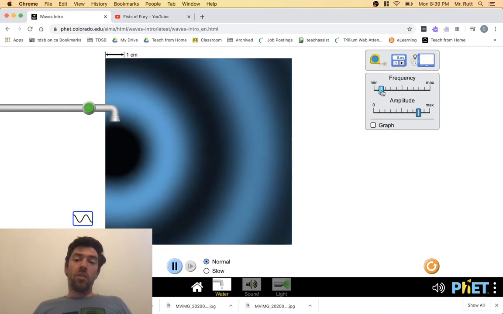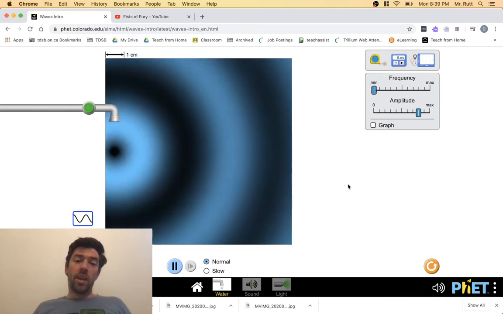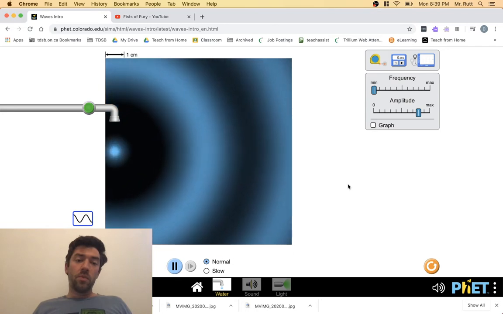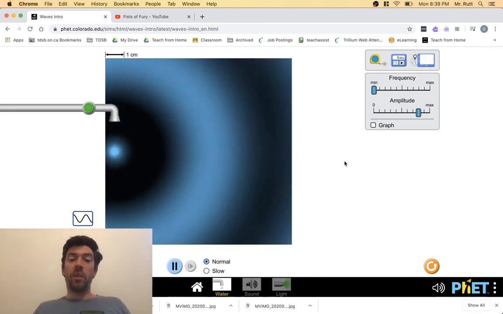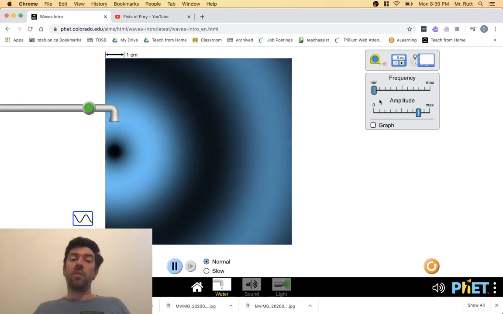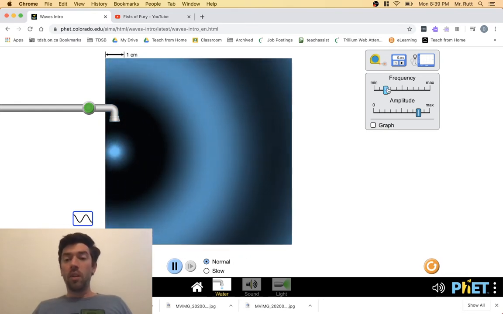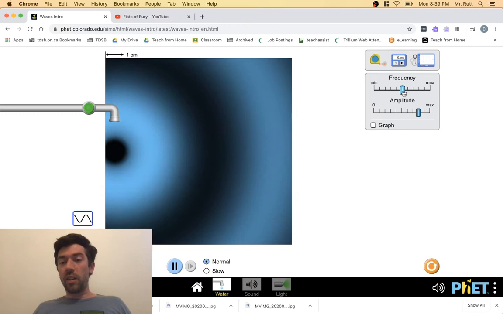And if I turn it all the way down, then it's a very wide wave. So the waves are coming out very infrequently. Okay, let me go back to a medium frequency, and I'm going to change the amplitude.